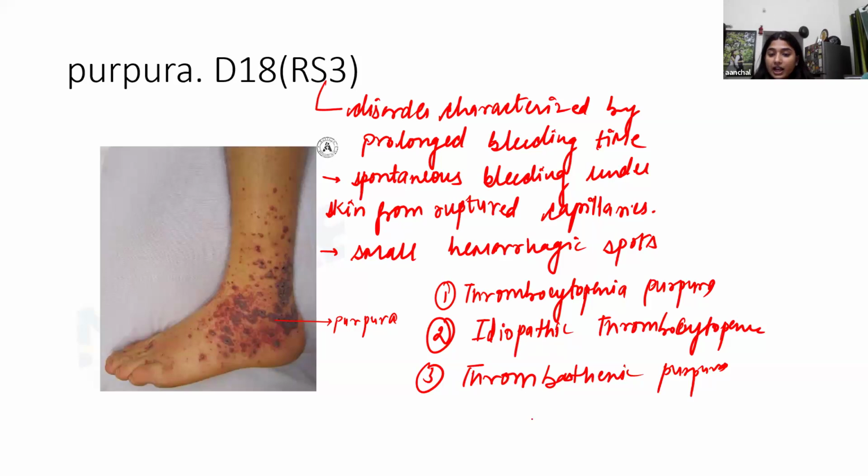Then last we have thrombasthenic purpura. Basically, this condition occurs due to a structural or functional abnormality inside the platelets. In this case, the platelet count will remain normal, but it is characterized by normal or prolonged clotting time and defective clot retraction. Because of the defective clot retraction, thrombasthenic purpura can occur. So this is all about purpura.